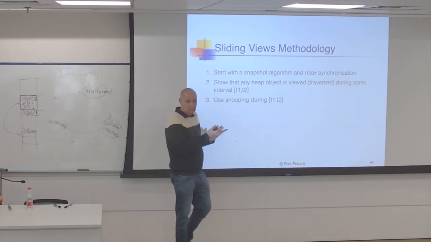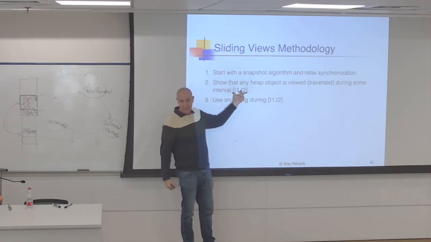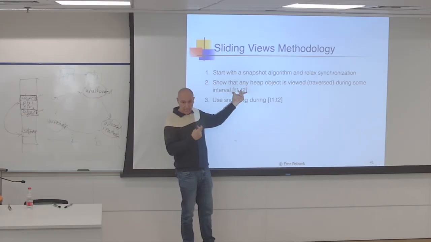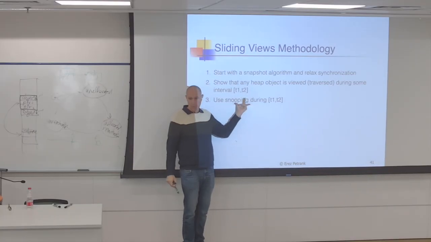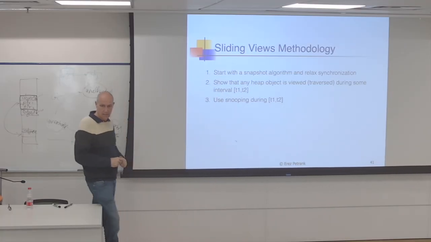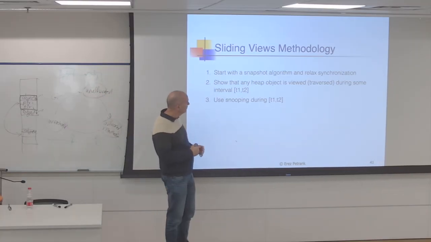Each algorithm will be different, so what the interval will be and how I will show it. But if I can show that for each object I view it in an interval, and soon we'll do it for our algorithm from the previous hour, if I can show that there is an interval in which I read all objects, then I can go on to add snooping and I have a correct algorithm. I will not miss a reachable object. Okay, so this is how I'm going to work.